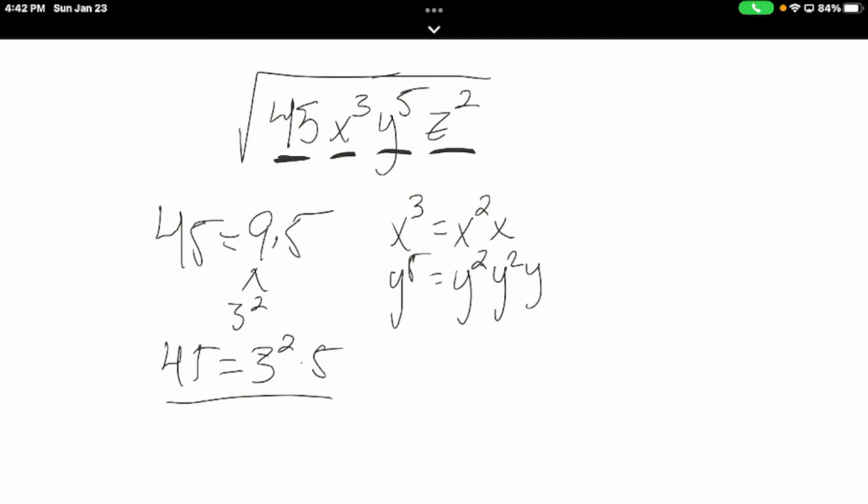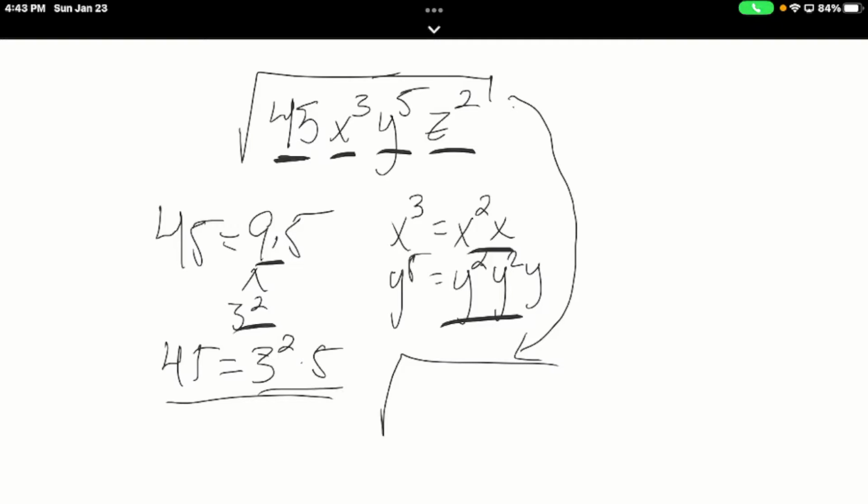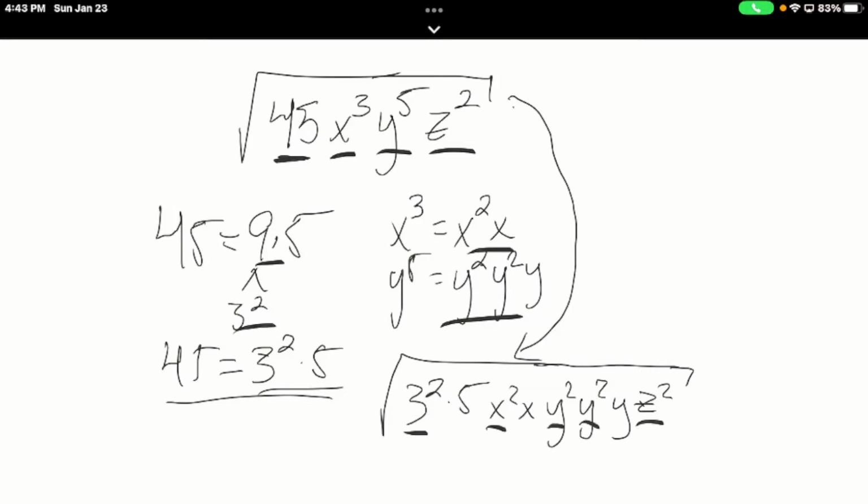So now what I'm going to do, I'm going to change this expression to match up with what I have these corresponding to now. Okay, so I'm going to have my square root. 45 is 3 squared times 5. X cubed is x squared x. Y to the 5th is y squared y. And z squared we're leaving alone. Anything that I take the square of, I'm going to underline. I'm going to square root those.